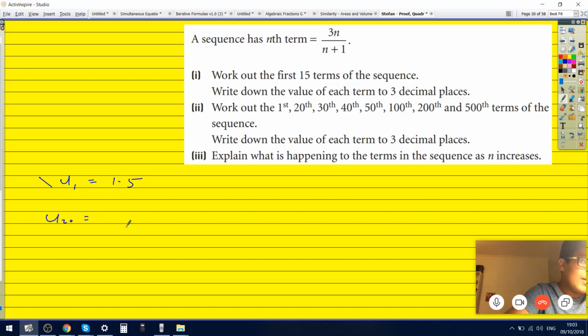That would be 3 times 20, 60 over 21. It'll be 60 over 21, which is 2.6 recurring, I think, so 6, 7. Okay.